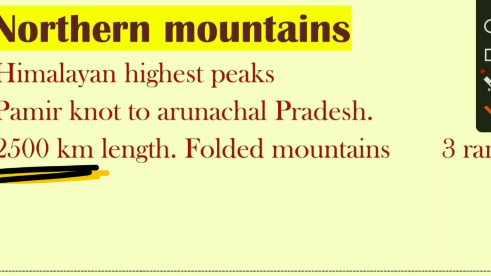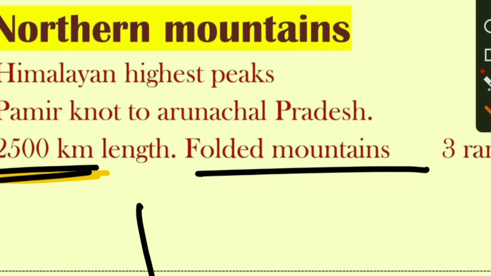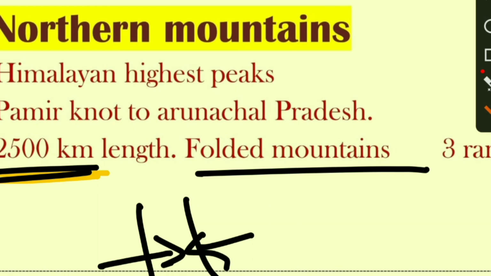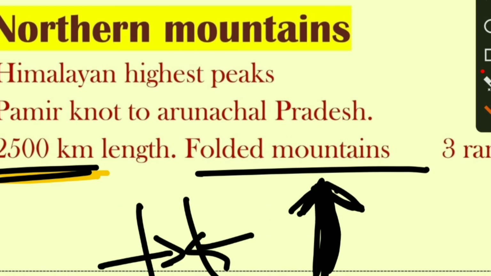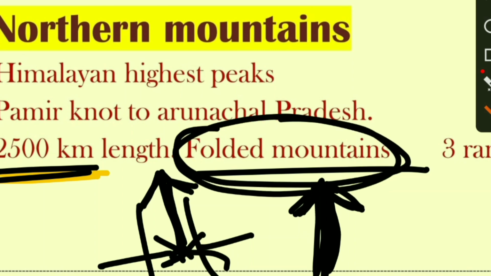Here it is written. And these are called the folded mountains. What is a folded mountain? When two tectonic plates crash, the middle part of those plates gets pushed high, folding day by day, year by year, and century by century, and this part goes up. That is called the folded mountains. These are the folded mountain ranges.